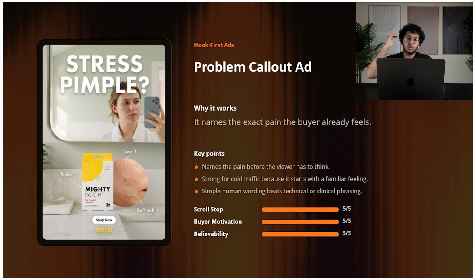It has high scroll stop because the right person feels called out. It has high buyer motivation because the pain is already active. And it has high believability because you're not just making a crazy claim just yet. You're just naming the problem. That is why problem callout ads are S tier.